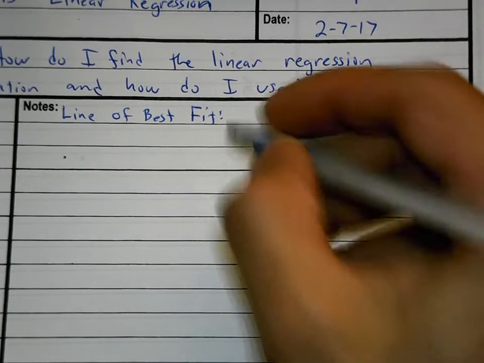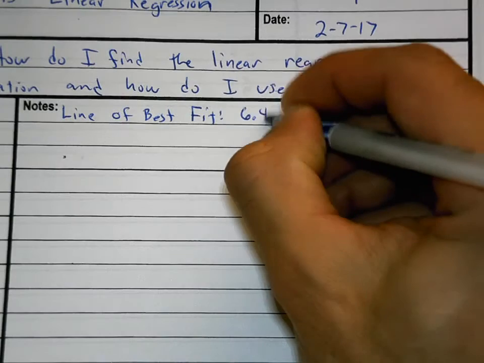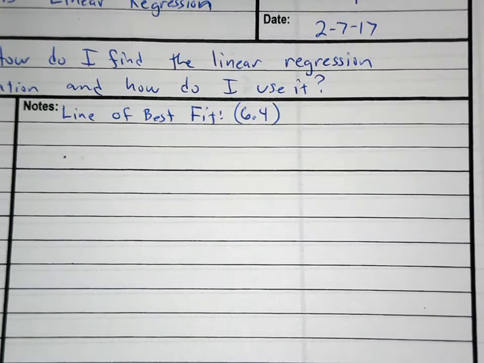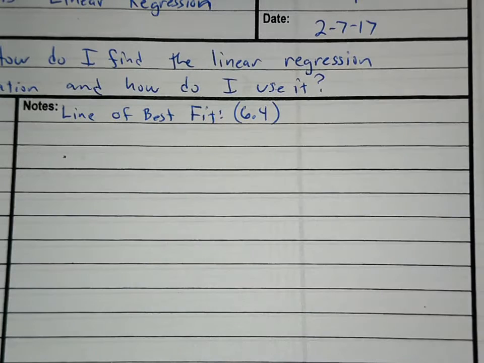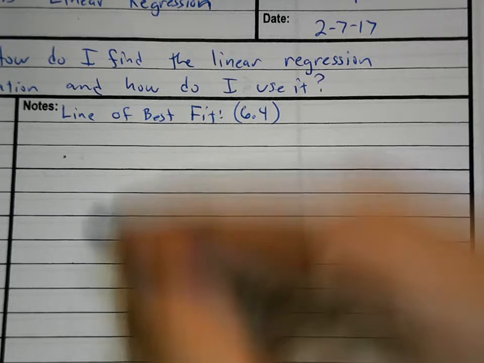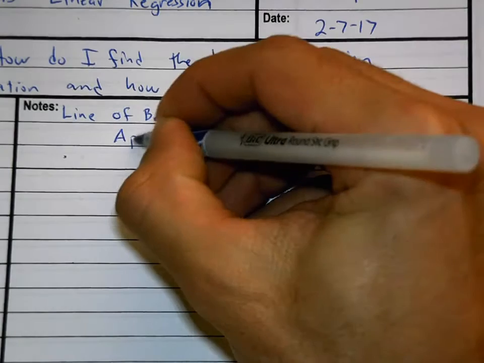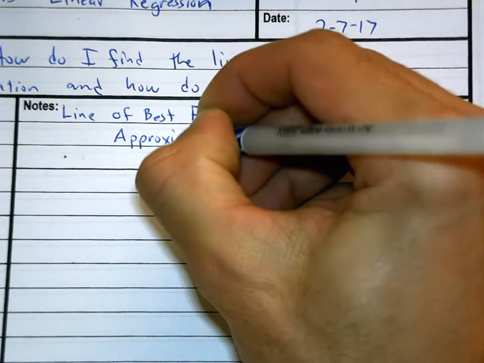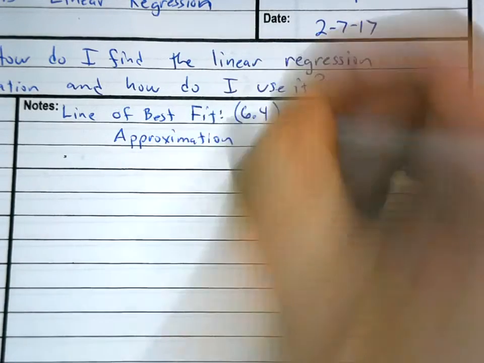So in 6.4, I'm going to put that in parentheses here, you had to find the line of best fit. You had to find a line that was going through as many points as you could find. And what I want you to know about the line of best fit is that this was an approximation.